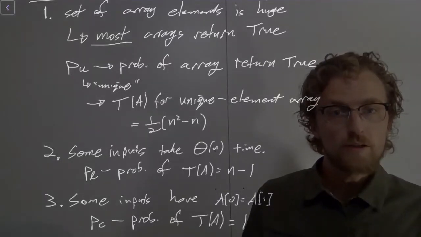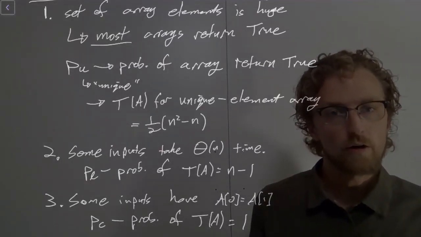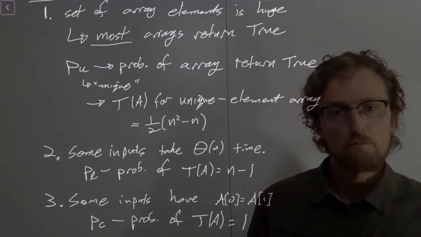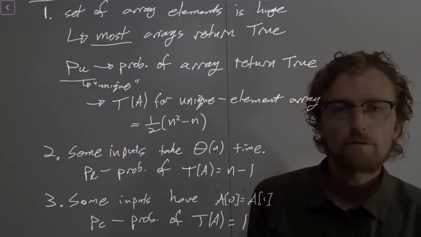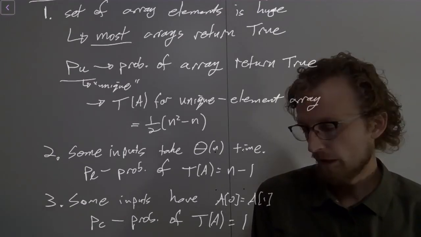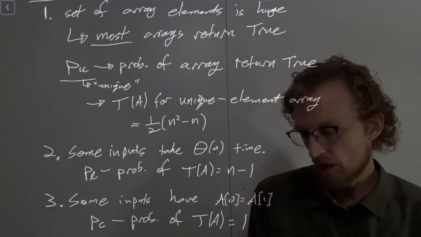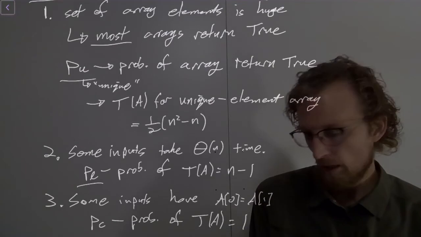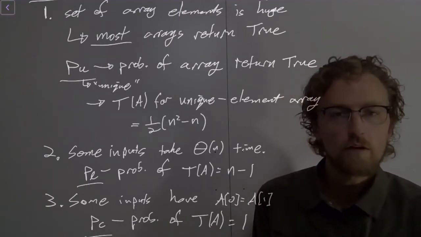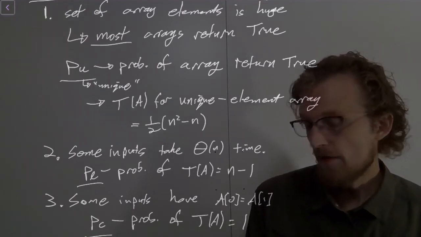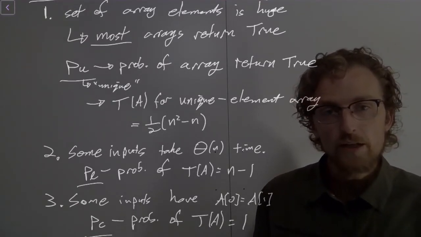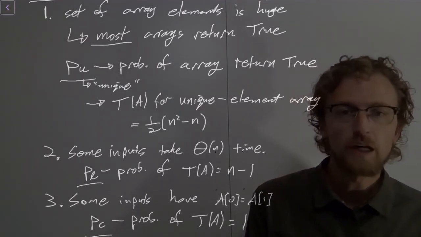So we've set up our assumption about what kind of arrays our algorithm is likely to see. We're saying that most likely, with probability PU, we'll have unique elements and a quadratic running time. But there's also some chance, PL, that we'll have a linear running time, and some chance that we'll have a constant running time. These things are all possible, and then we're going to try to derive the average case running time as a function of PU, PL, and PC.